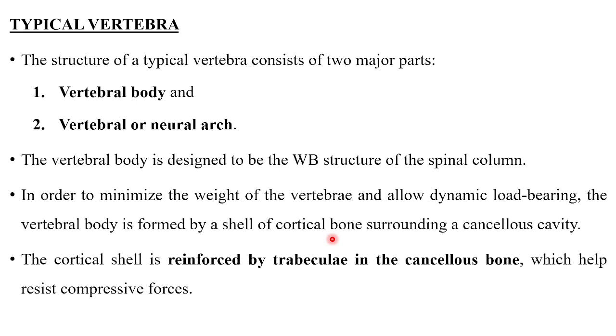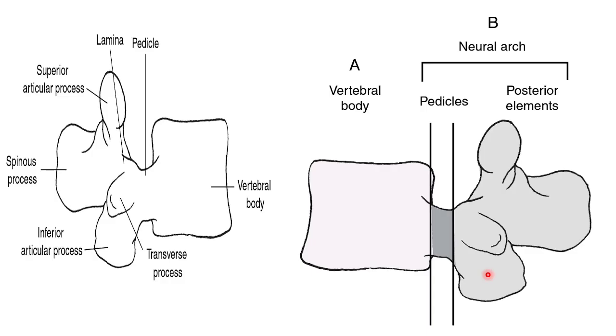So this is just a shell of cortical bone surrounded by a cancellous cavity. The cortical shell is reinforced by trabeculae in the cancellous bone, which help resist the compressive forces. The compressive load appearing on the vertebral body or vertebral column is resisted by this structure, known as the trabecular system in the cancellous bone.